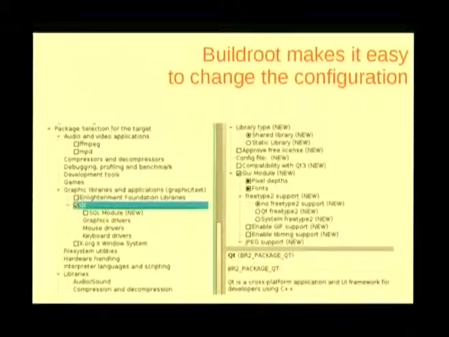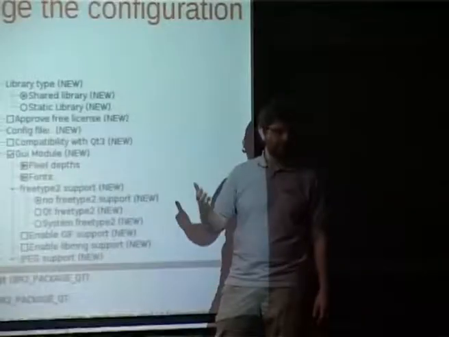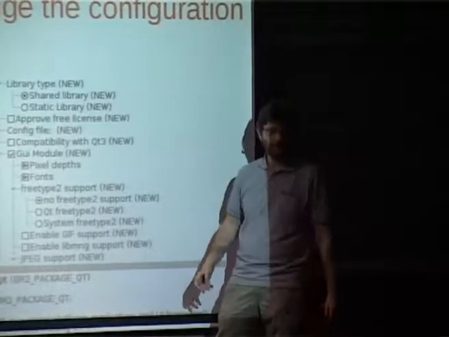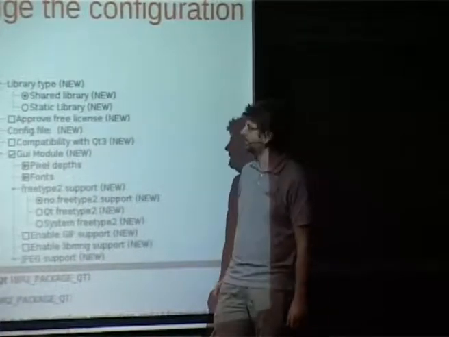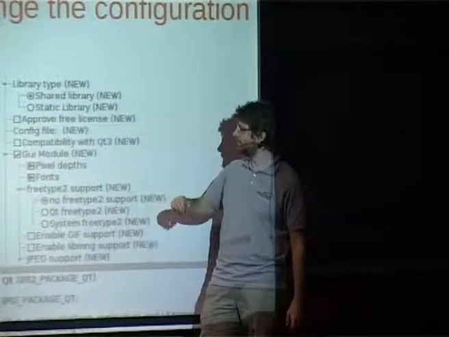Changing the configuration is easy. For instance, for Qt, you can select the Qt package, of course. But then within the Qt package, you can make all kinds of configuration options, like do you want a shared library or a static library? A static library is interesting because it can make your application loading faster because you don't have to do the name resolution. You can even make it smaller if there is not much of Qt that you use, then only the necessary parts will be in your executable.